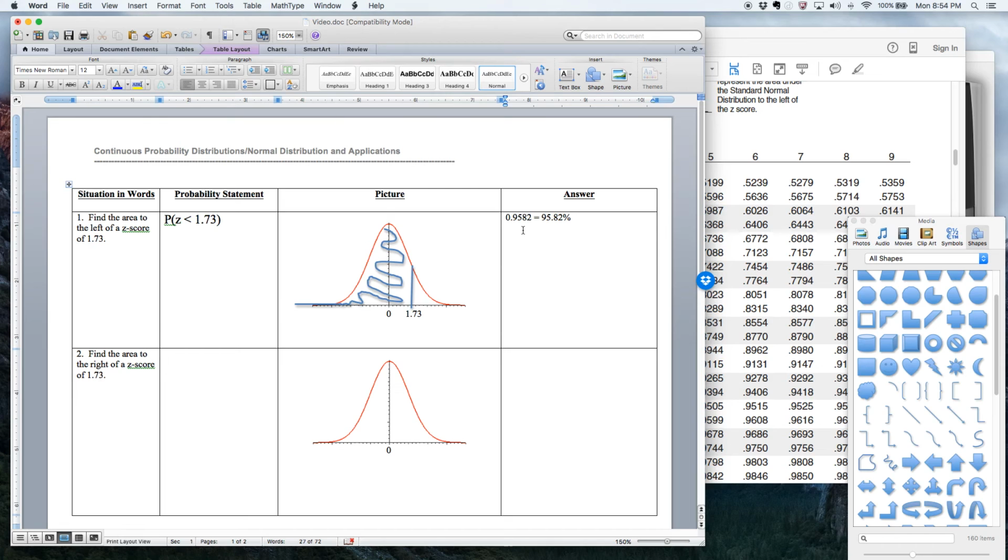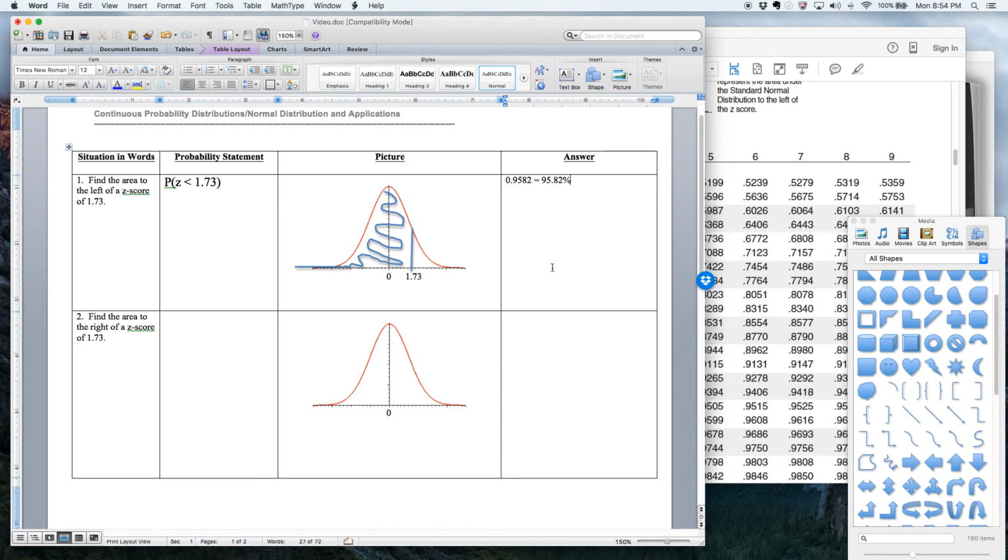But if my stat lab, for instance, asks you for a percent, and you'll know because it'll have a little blank box where you fill in the answer, with a percent sign in there, then the question will ask, what percent of area is to the left of 1.73 as a z-score? All right, so now there it is, pretty simple, right? All right, so now what about the next question?